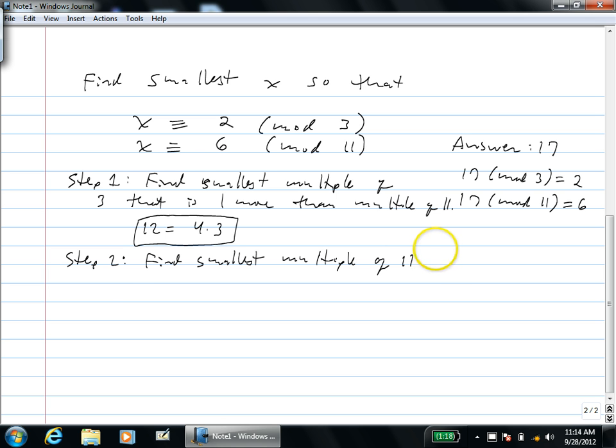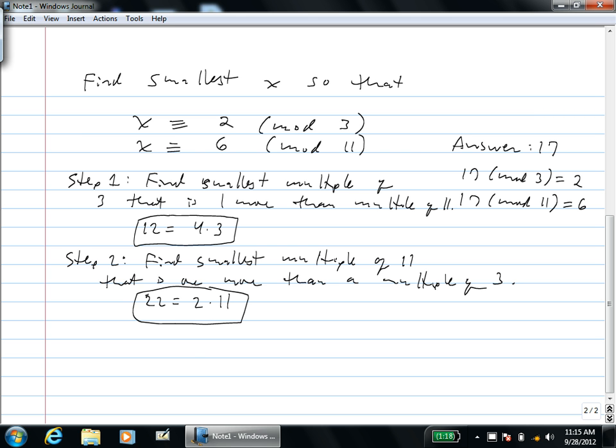Find the smallest multiple of 11 that is one more than a multiple of 3. In this case, it was 22, which was 2 times 11. And those are the first 2 steps of this problem. Finding a multiple of one thing that's one more than a multiple of the other, and a multiple of the other thing that's one more than a multiple of the first thing.